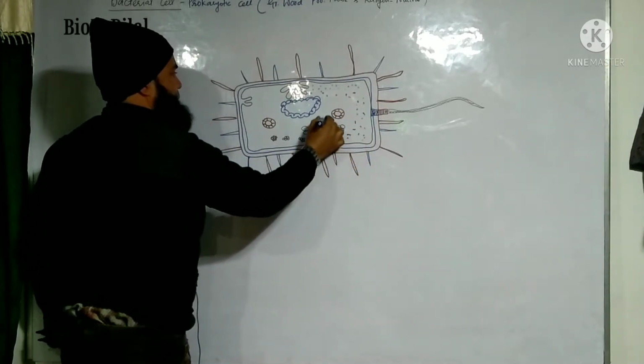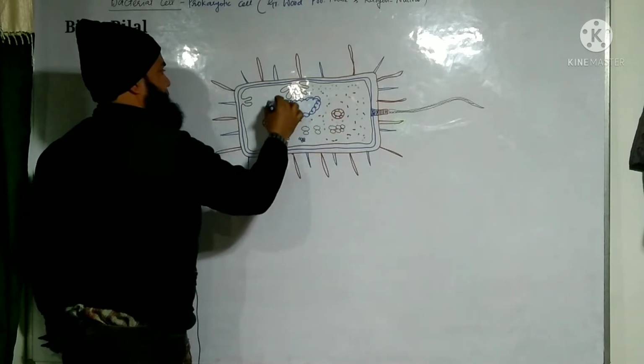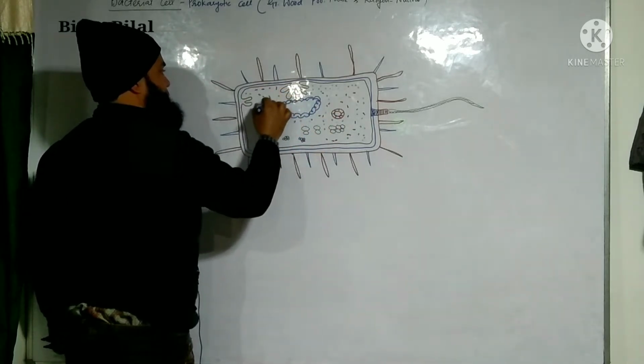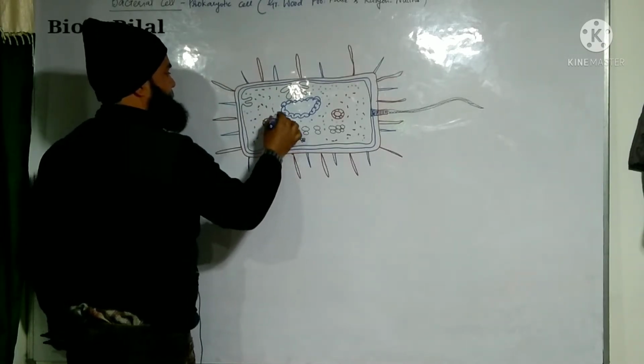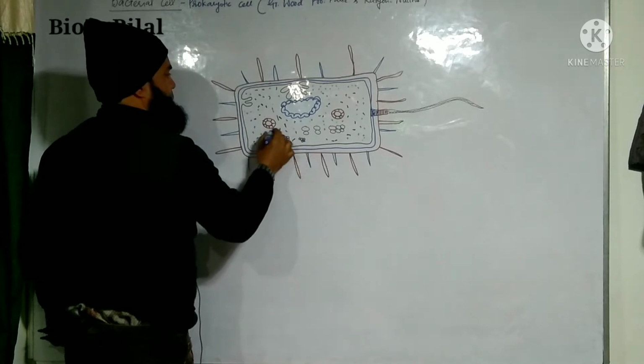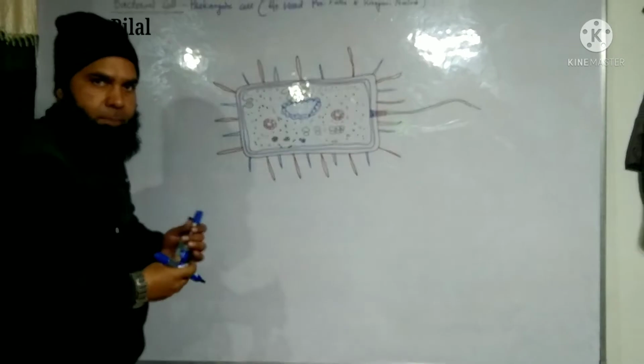As you already know, the bacterial cell is devoid of any cell organelle which is found in the eukaryotic cell except the ribosome. So let us discuss these structures one by one.